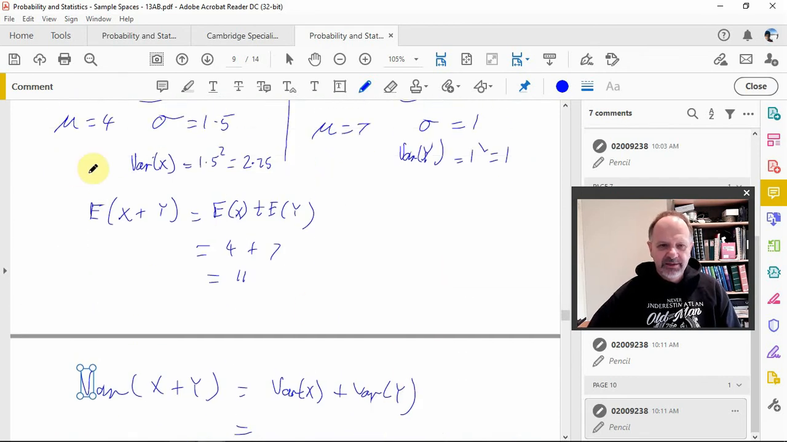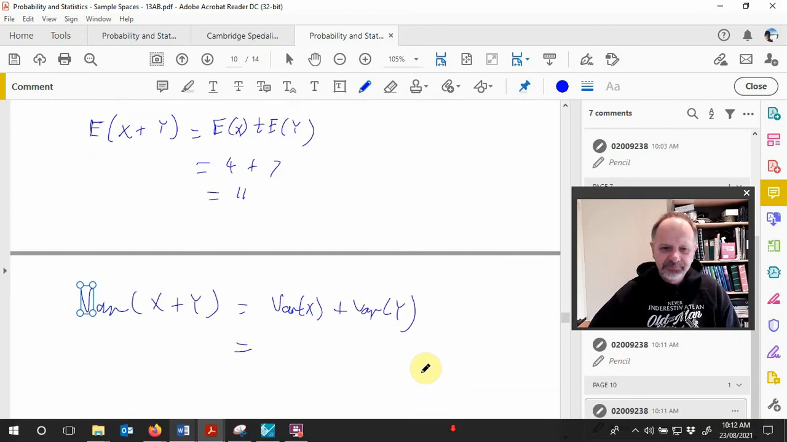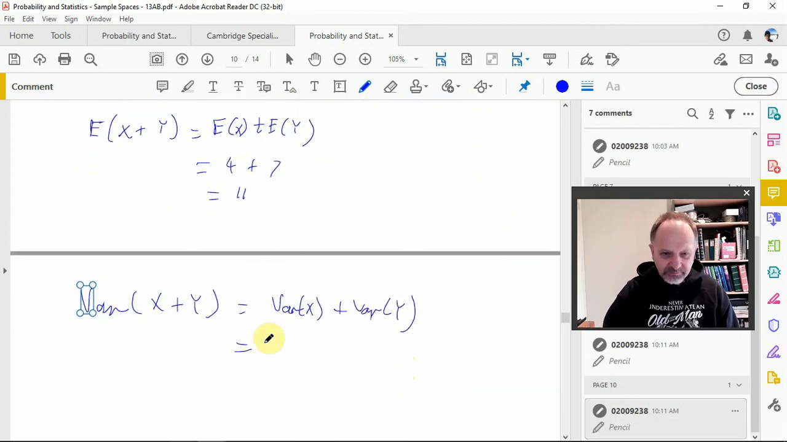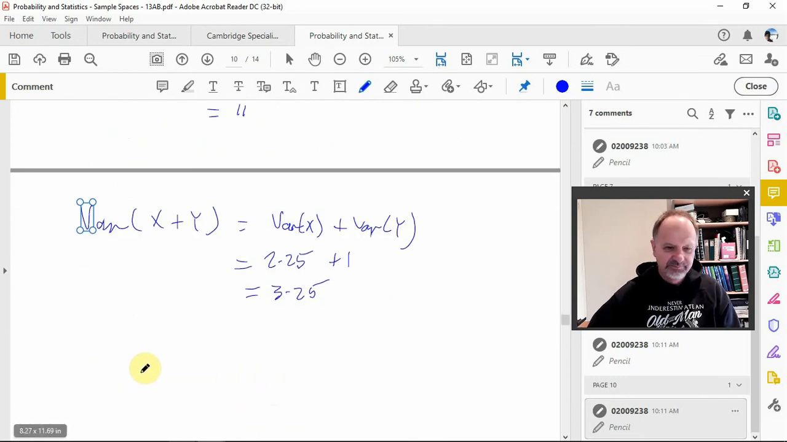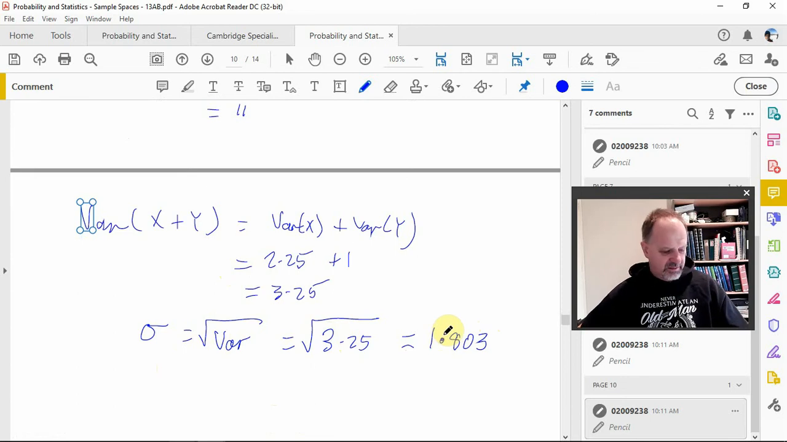So what do we get? Our variances are 2.25 and 1. Got to add them together. 3.25. And then we want the standard deviation, and of course, the standard deviation is the square root of the variance. So we're looking at the square root of 3.25, which when you get your calculator comes to 1.803. All right, so there's a bunch of stuff there.